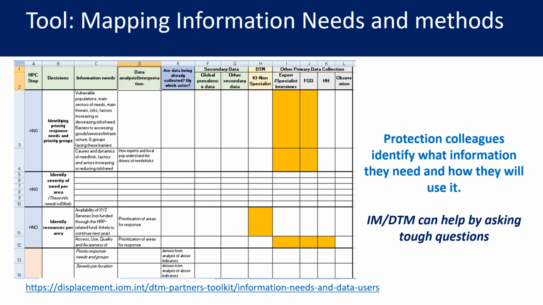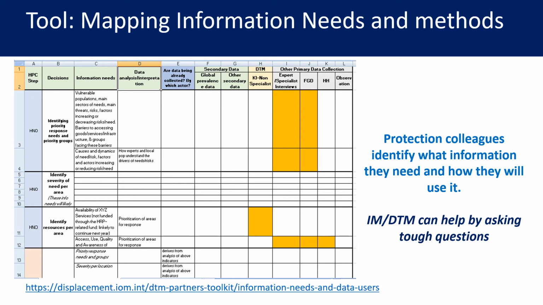We said that we work together to identify information needs, decisions, and then methods and sources to get that information. There is a simple tool in the DTM and Partners toolbox that helps data providers, information management officers or DTM, and data users, those who respond to the needs of the people, to work together. You see on the slide an image of the tool. It's called Mapping Information Needs and Methods. How do we use it?